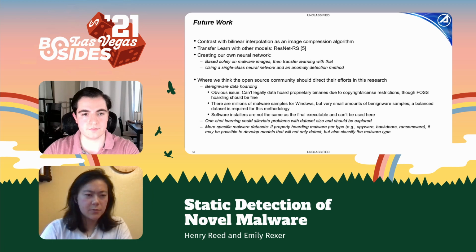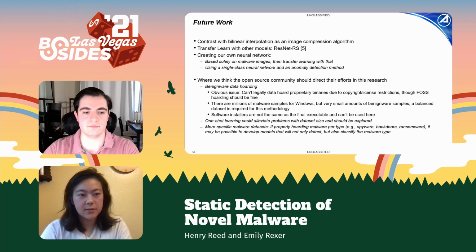A big project would be to create our own neural network. We're thinking about doing this in one of two ways. We can either base it solely on malware images and then transfer learn to malware and benignware, or we could create a single class neural network. So a single class being either malware or benignware, and then use an anomaly detection method to try to detect the other, either malware or benignware.